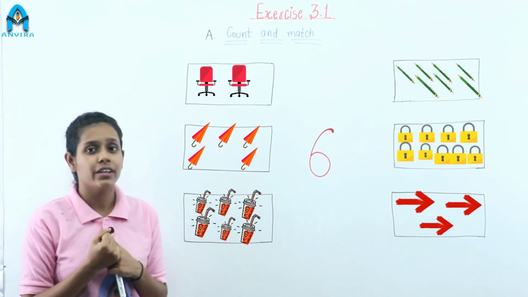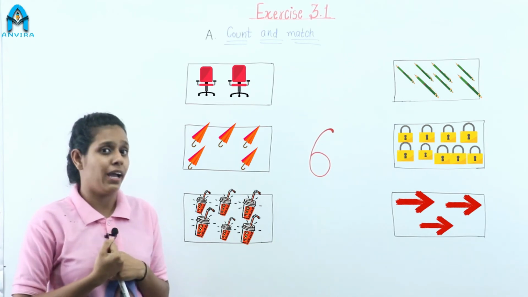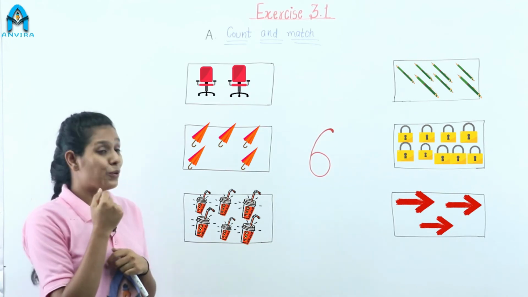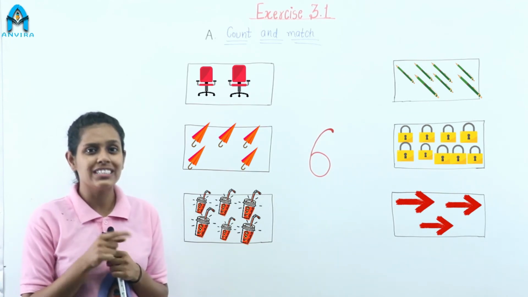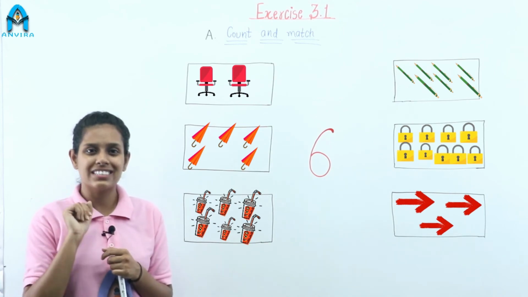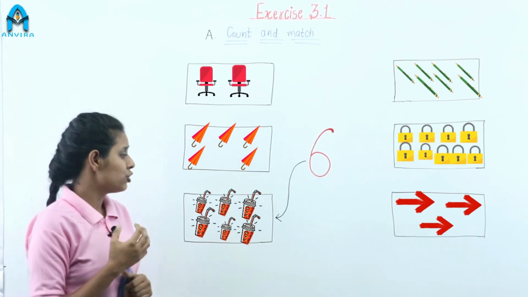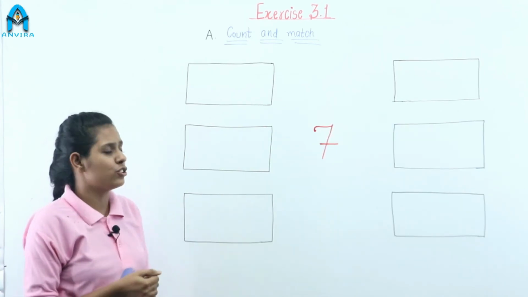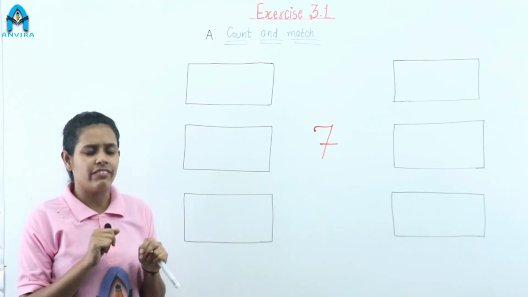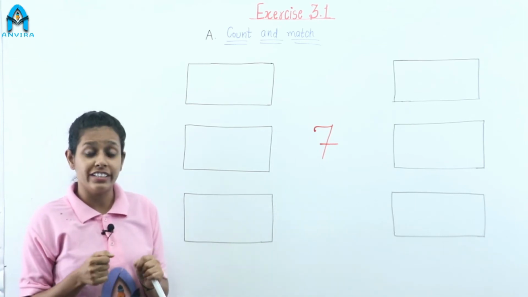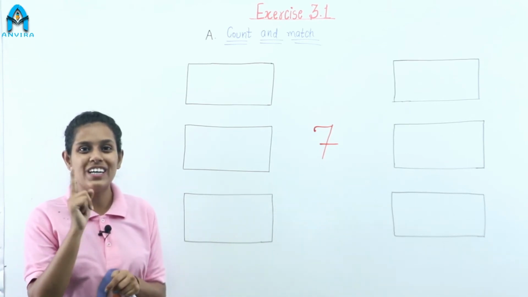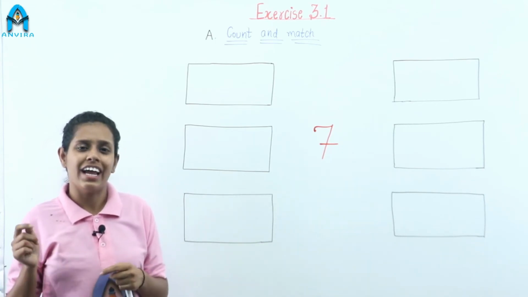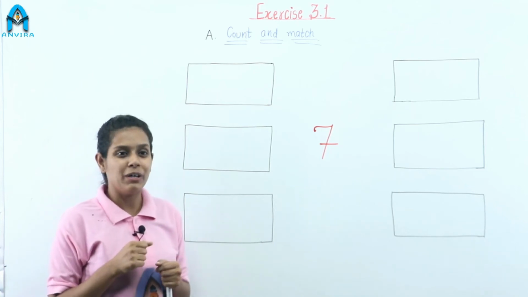Now, tell me, which object is matched with number 6? Cold drinks. Cold drinks are in number 6. Let's make match cold drinks with number 6. Now, look at the next question. Question number 7. Which number do you find in this question? Number 7. Now, let's count the object and match with number.